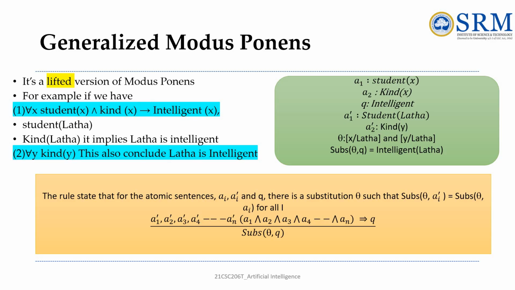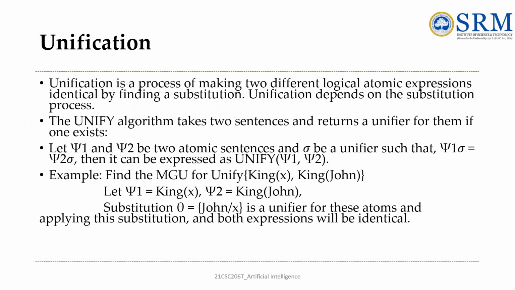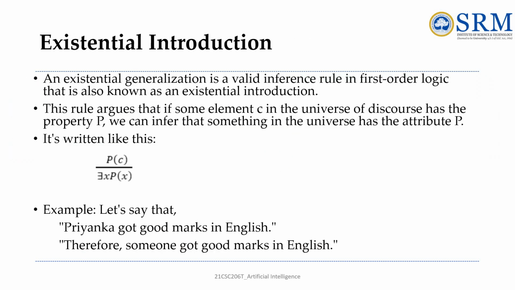If I know for all x, cat of x implies animal of x, and cat of Whiskers, then I can infer animal of Whiskers using universal instantiation. Similarly, we can do this using existential instantiation. We replace an existentially quantified variable, that is, there exists, with a new constant.